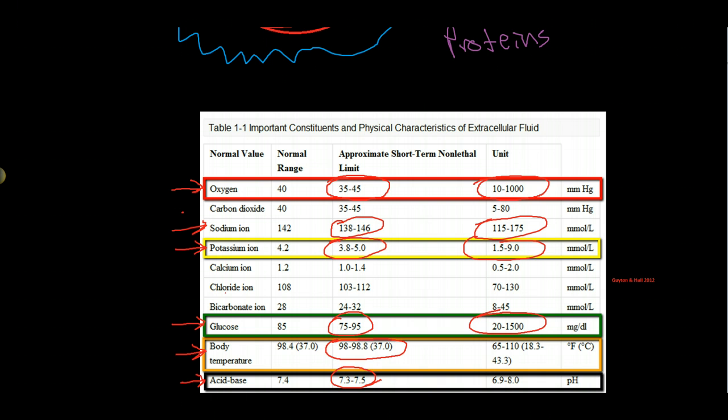Okay, so when we are talking about homeostasis, from the perspective of the cell, what is critical is the homeostasis of the extracellular fluid. And that homeostasis requires a balance of all the critical elements that are dissolved in the water which surrounds the cells.